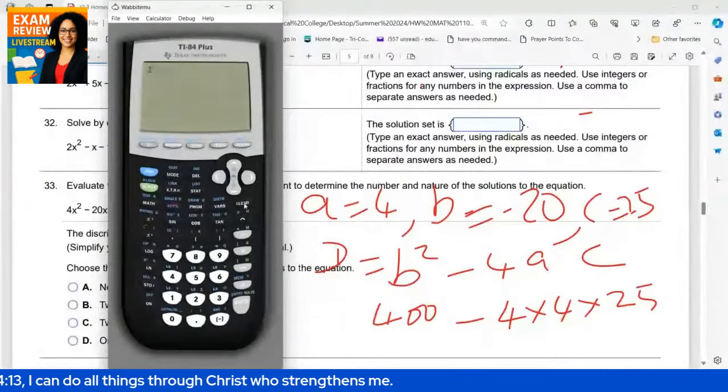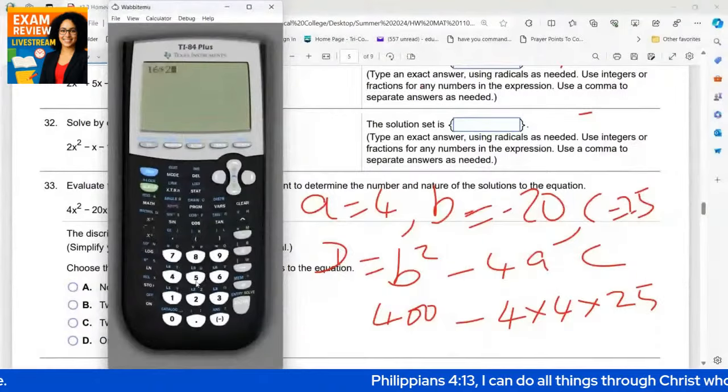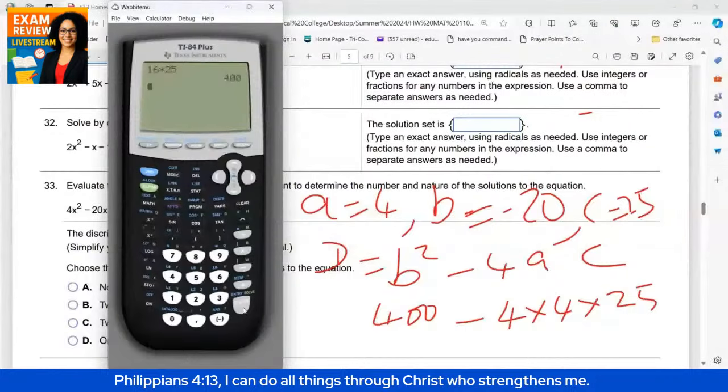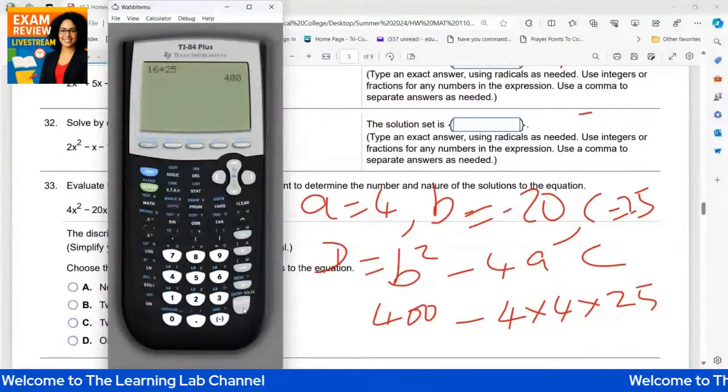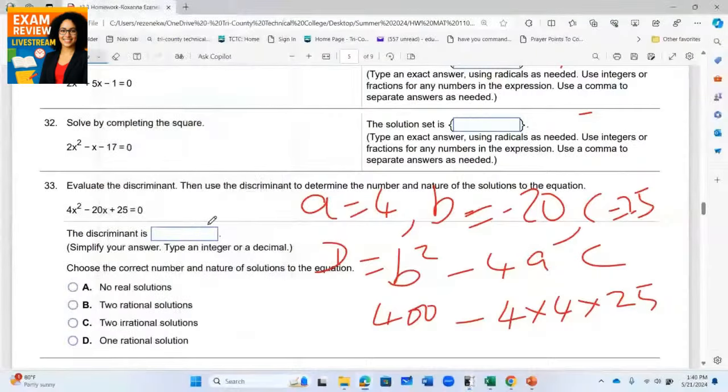So what is 16 multiplied by 25? It's 400. Therefore, the discriminant is 0. 400 minus 400, it is 0. So it's time for decision. The discriminant is 0. Choose the correct answer.